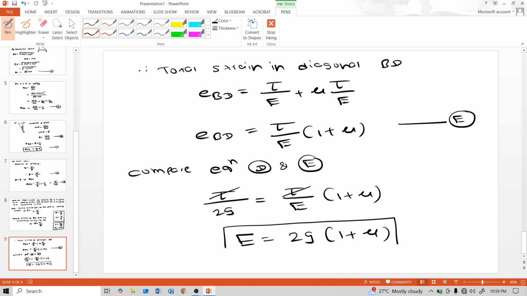Young's modulus is nothing but the stress upon strain. Shear modulus is nothing but the shear stress upon shear strain, and shear modulus is denoted by capital G, and Poisson's ratio is nothing but the lateral strain to the longitudinal strain. E is equal to 2G in bracket 1 plus mu. This is the relationship between Young's modulus and shear modulus.